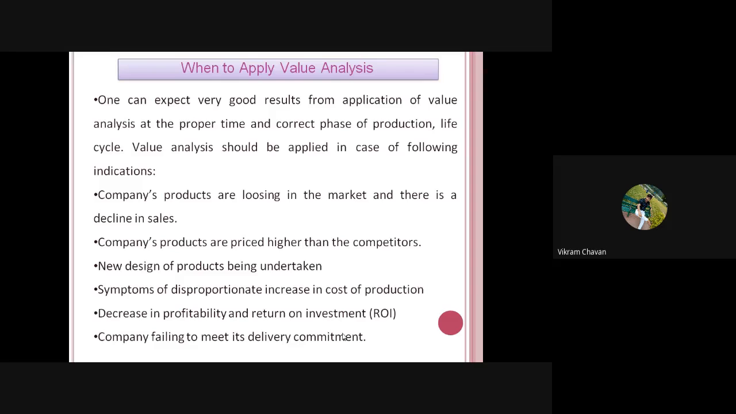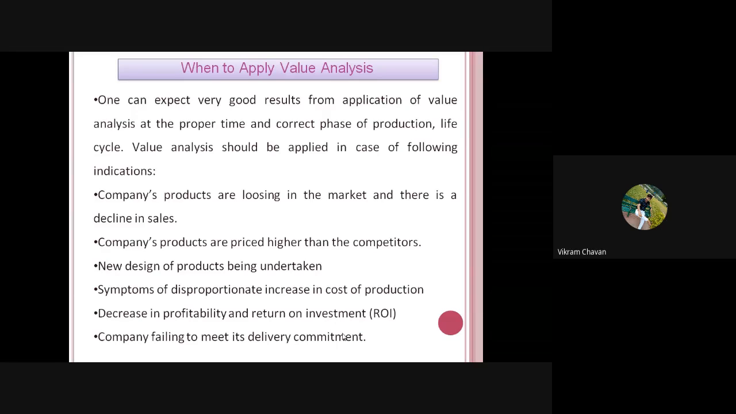Okay, so, decrease in profitability and return on investment. As I have discussed, the profitability will decrease for that particular firm, and the investment will not come out of that particular product as you want, or as you decide, how much return should come out of that particular investment.